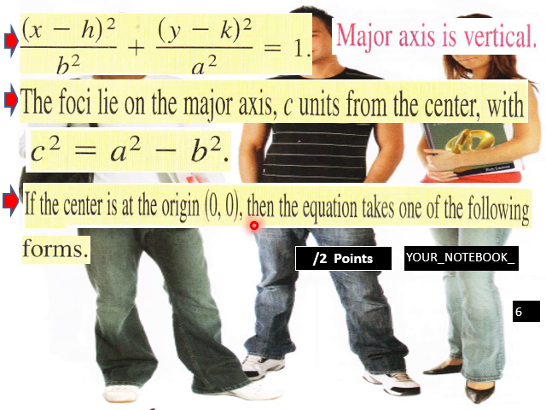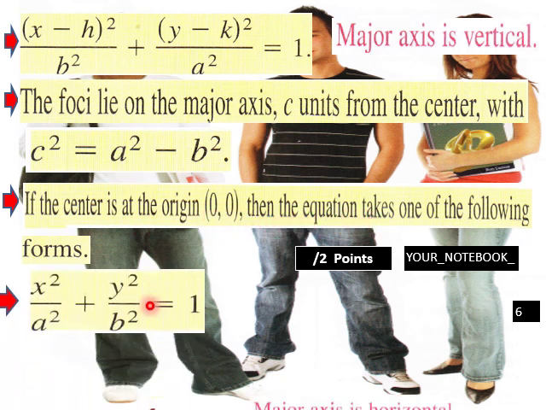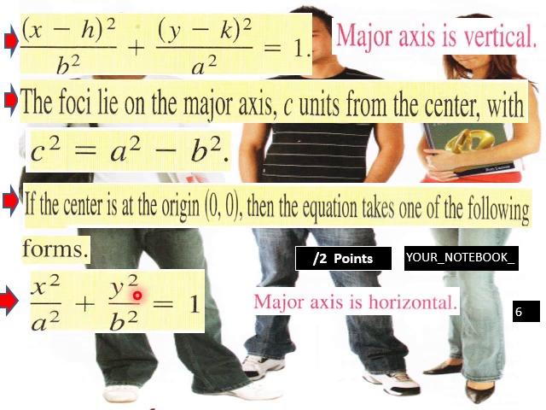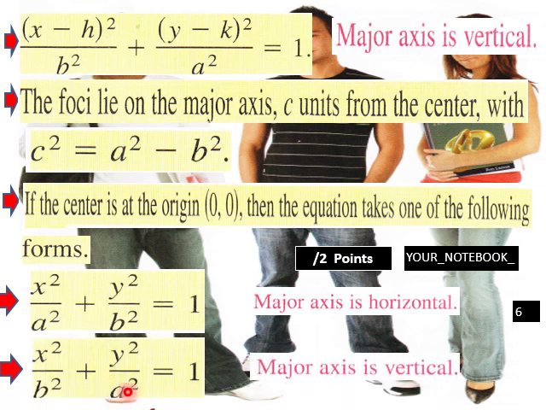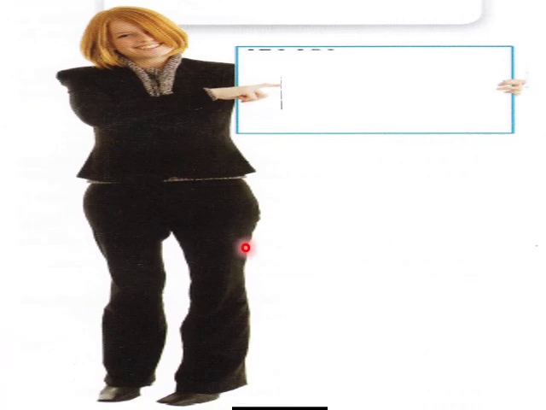If the center is at the origin, (0, 0), then the equation takes one of the following forms. So x squared over a squared plus y squared over b squared equals 1. This would be your major axis is horizontal, because our a squared would be underneath our x squared, which means that the larger axis of our ellipse would be horizontal because it's underneath the x. And then here, our major axis, now our a squared is underneath the y squared, so now your ellipse would be more of a vertically oriented ellipse because your a squared would be underneath your y squared here.